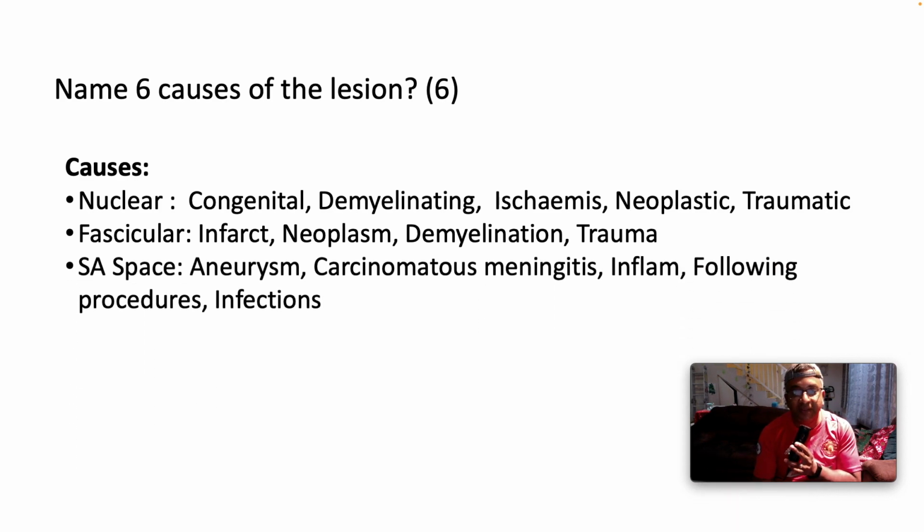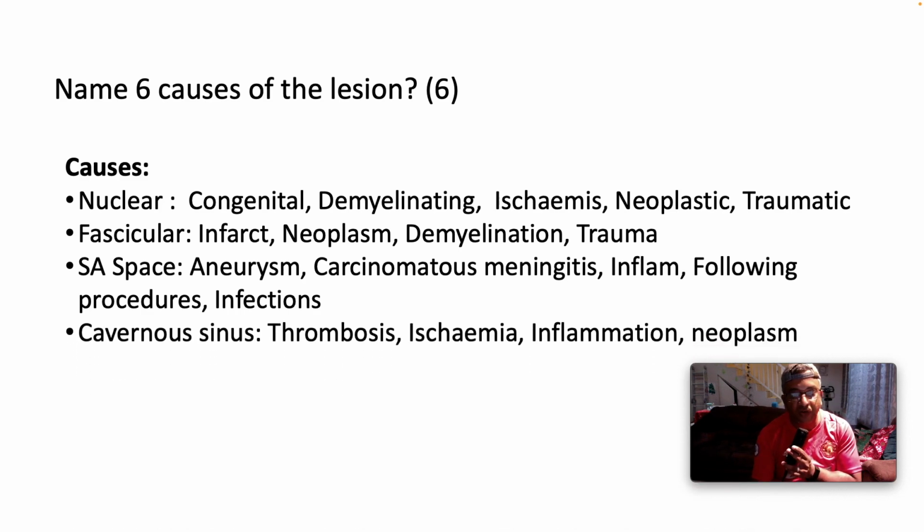Could be at the level of the subarachnoid space, for instance, an aneurysm, especially of the anterior inferior cerebellar artery, or even the posterior cerebellar artery, right? Or posterior cerebral, right? Or rather internal carotid as well, right? Carcinomatous meningitis, inflammation following procedures and infection, or it could be at the level of the cavernous sinus. It could be a cavernous sinus thrombosis, ischemia, inflammation, or neoplasm.